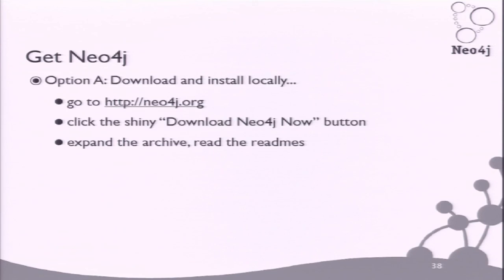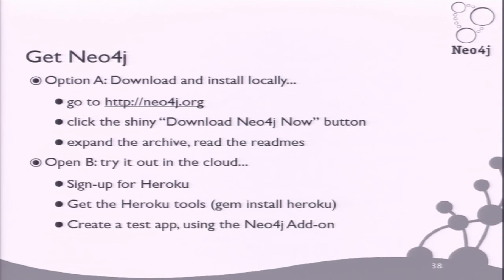So what do you do if you want to get Neo4j? Well, you have two options. And in fact, I just realized that I removed probably the most prominent option, but we'll get to that. So the first option is go to neo4j.org and hit the big download button. You're going to get a zip file or a tarball, and you're up and running.